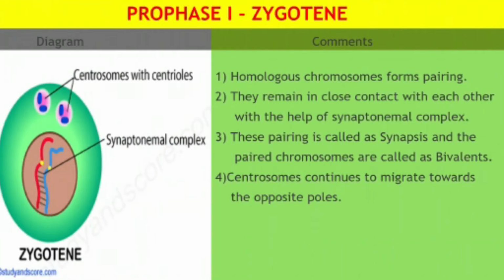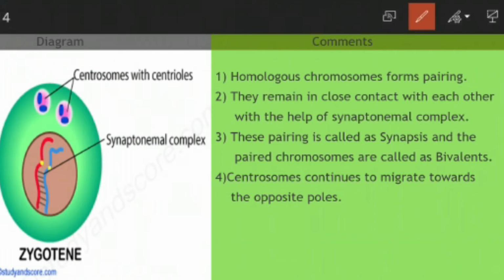Now coming to zygotene. It is the next stage of prophase 1. In zygotene, the homologous chromosomes, can you see different types of chromosomes over here? One is from the maternal side and another one is from the paternal side. These two chromosomes, homologous chromosomes, form pairing here.